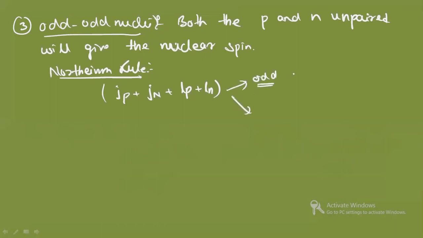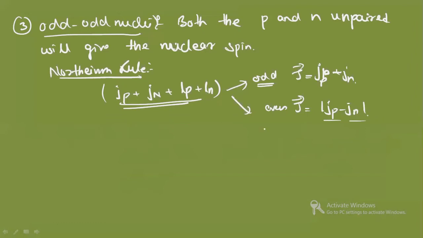If you get an odd value, then you can write J as Jp plus Jn. And if you get it even, then you will write J is equal to the modulus of Jp minus Jn. Alright, if you get this value to be odd, then J will be equal to Jp plus Jn. If you get this value to be even, then J will be equal to the modulus of Jp minus Jn. This is the Nordheim rule.